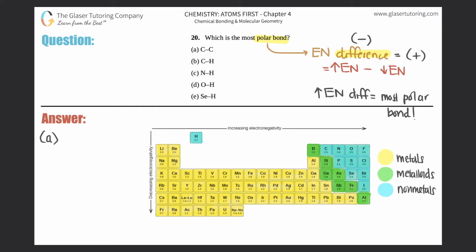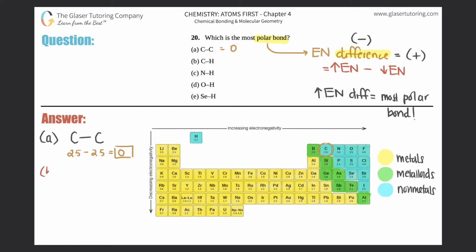A. We have a C-C bond. They're exactly the same. So carbon, which is over here, has an electronegativity of 2.5. If they're both 2.5, there's really no higher or lower. So when I subtract the two, I will get 0 as my electronegativity difference. So I'm just going to put that this electronegativity difference would be 0.